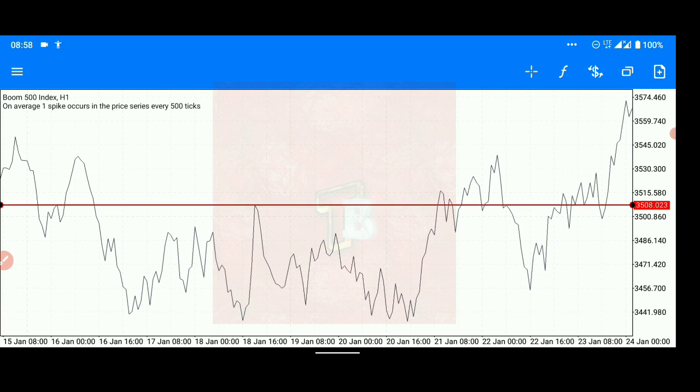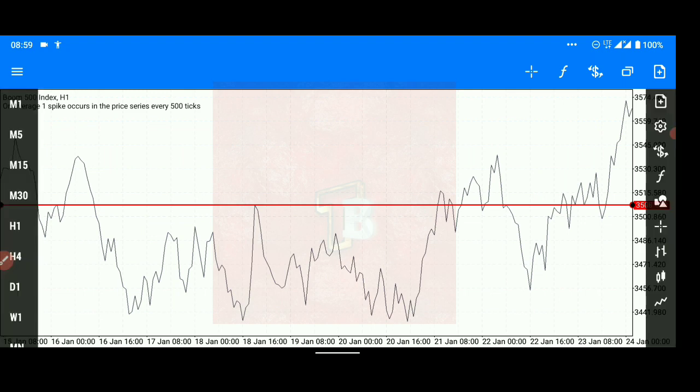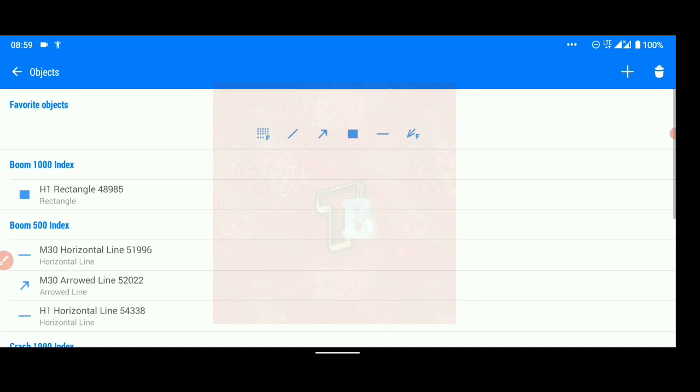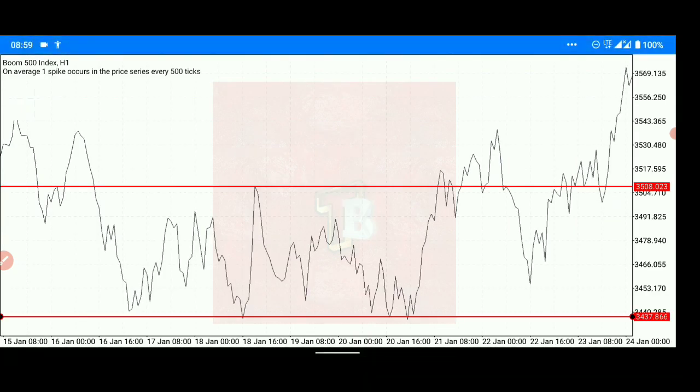Let's go down and see more. Let's go down and add more lines to it. You see another zone here. This is another support zone. This is a support zone. This is a support zone. This is a resistance zone.